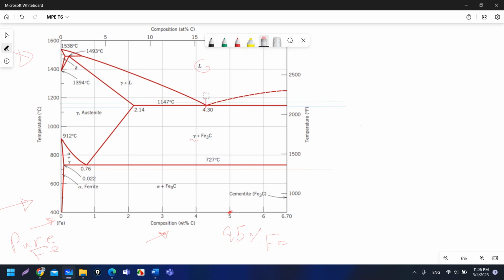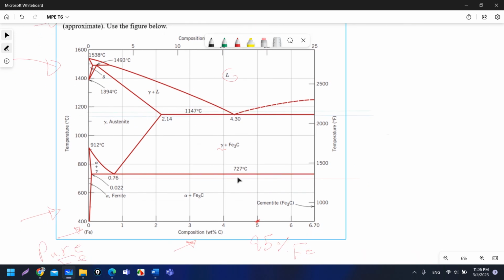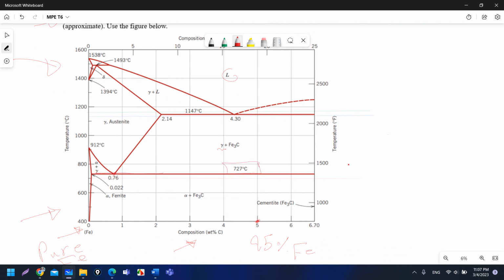So I have a temperature above the eutectic line, which is 1175 degrees Celsius, which is higher than 1147 degrees Celsius. And also I have a temperature of 1145 degrees Celsius, which is approximately below the eutectic line. So I have a temperature above the eutectic line and a temperature below the eutectic line, and I need to draw the microstructure for each one of them. And also I have a 700 degrees Celsius line, which is below the eutectoid line. The eutectoid line, this line, the 772 degrees Celsius, we call it the eutectoid line.